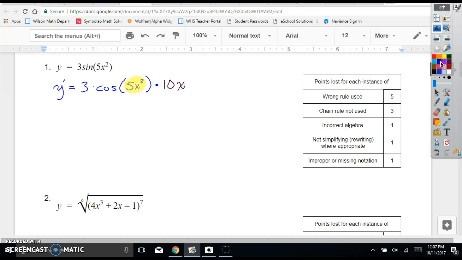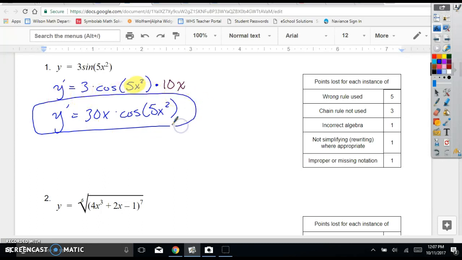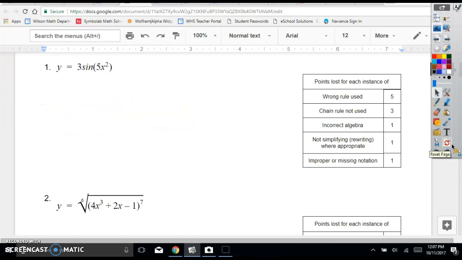And all you would have to do now is simplify accordingly. By that I mean let's multiply 3 times 10x, that's 30x, times the cosine of 5x squared. And that's where you can stop. Okay? So numero uno is finished. That's what we're looking for. Okay. Let's move down here a little bit.